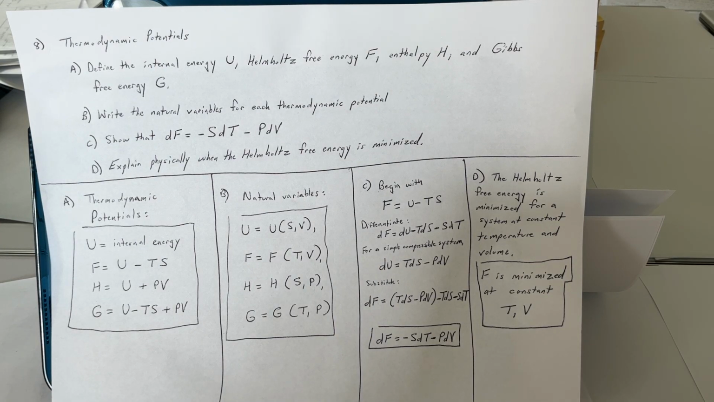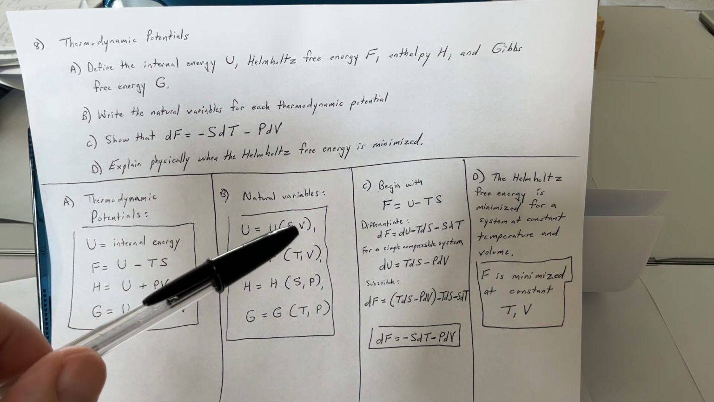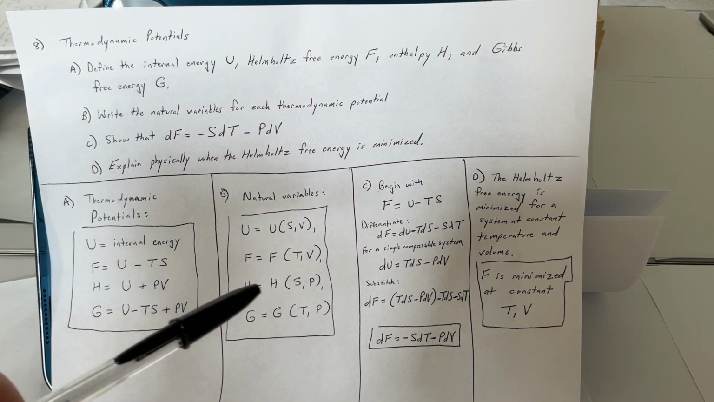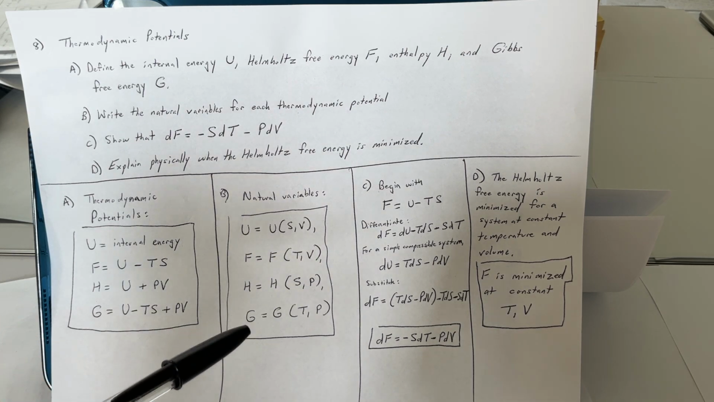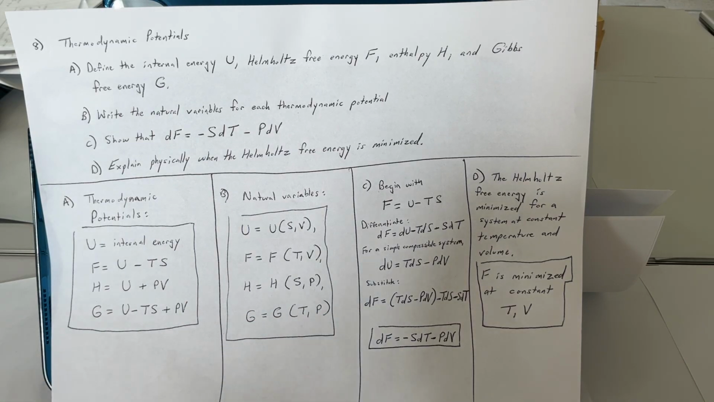For B, write the natural variables for each thermodynamic potential. Well, the natural variables will be U equals U of S, V; F equals F of T, V; H equals H of S, P; and G equals G of T, P.